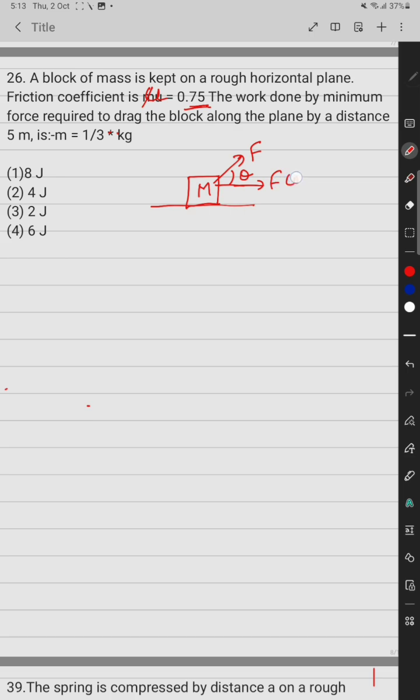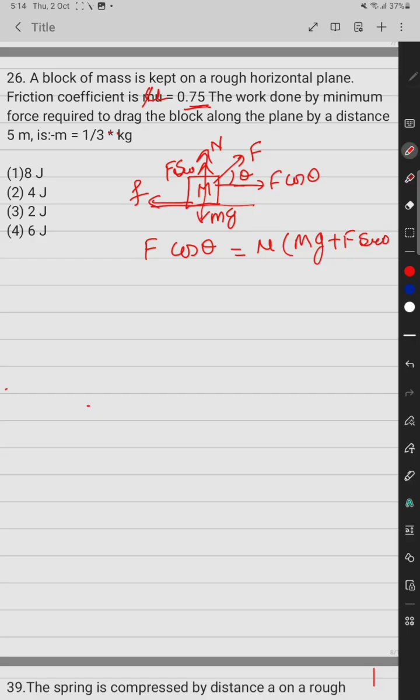cos theta is equal to friction, that is the minimum requirement. And in this situation normal reaction is equal to mg minus the component of this force, F sin theta. Then F cos theta is equal to mu times normal reaction, which is mg plus F sin theta, and we know F equals mu mg divided by cos theta plus mu sin theta. If we maximize this value of cos theta plus mu sin theta, then F will be minimum.